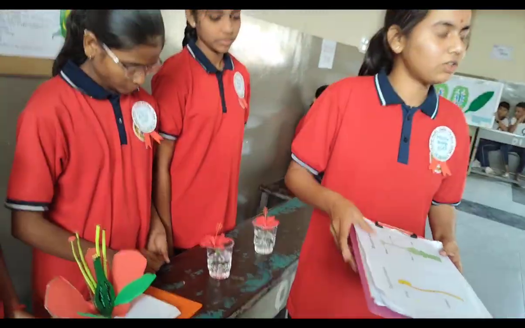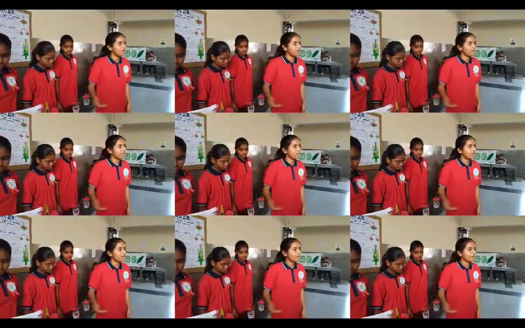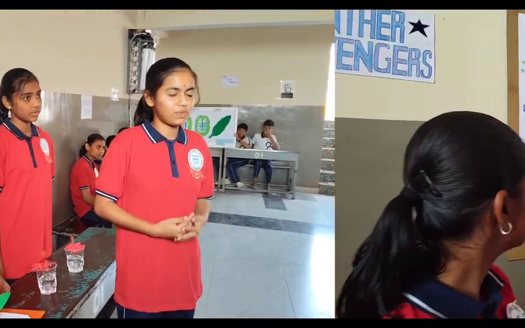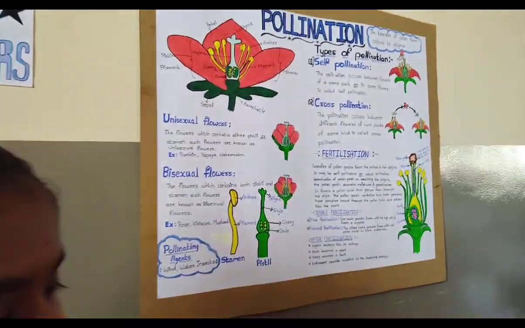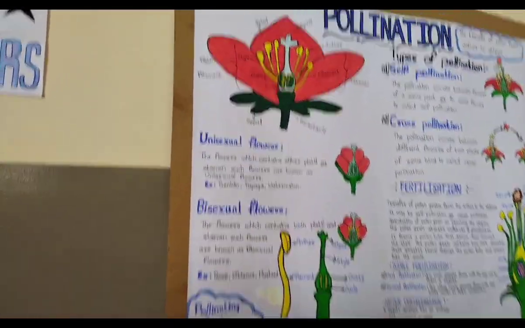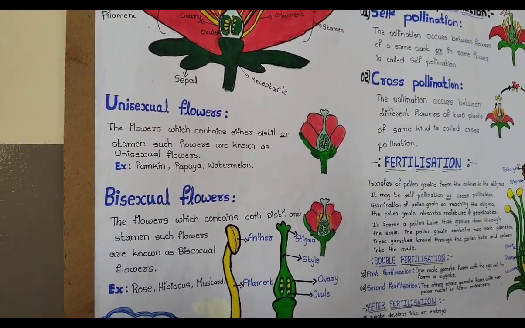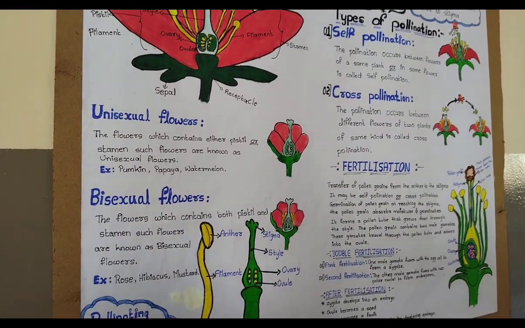And based on the reproductive parts of a flower, flowers are divided into two types. One is bisexual flower, another one is unisexual. What do you mean by unisexual flower? A unisexual flower means the flower which contains either pistil or stamen. For example, you can see pumpkin, papaya, etc.